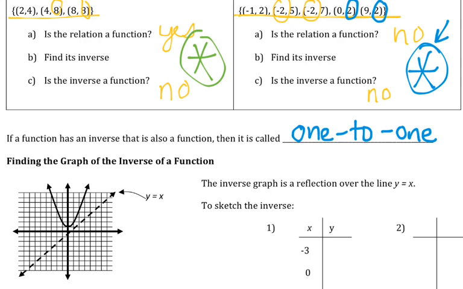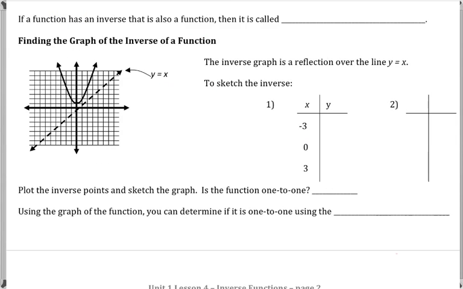Now let's look at the bottom of that first page and fill in this information. Find the graph of the inverse of a function. Slope is the number that the x is multiplied by. What number is this little x multiplied by? If there's no number written there, there's an understood 1. Good job. So I've got y equals 1x, so my slope is 1. What's the y-intercept?